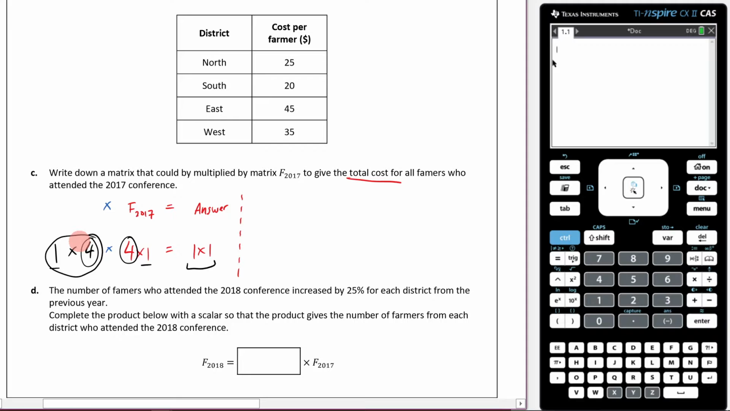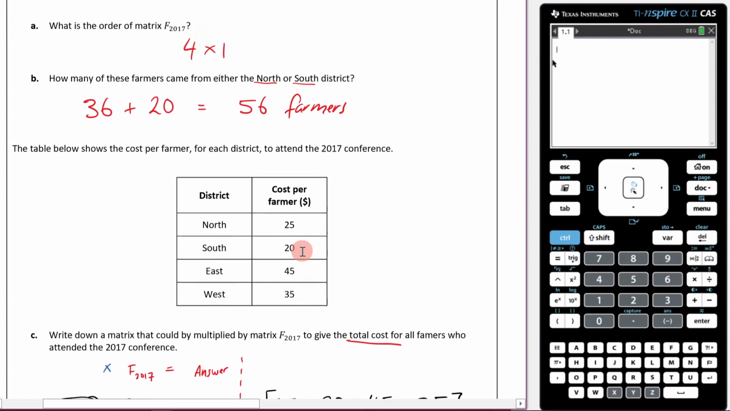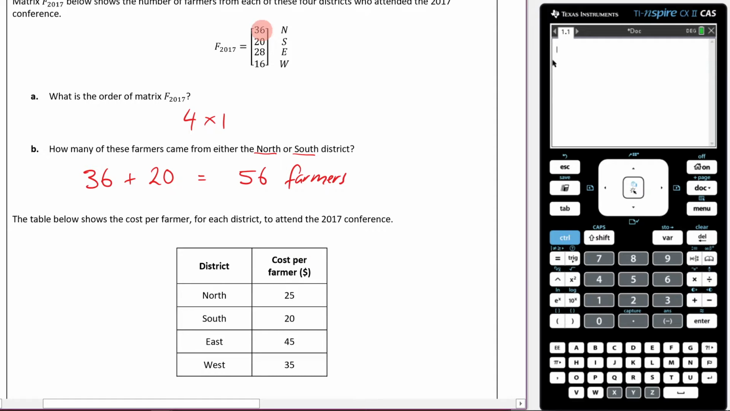So what is it going to be? It's going to simply be 25, 20, 45, 35. And it has to be like that. So that right there is going to be our answer. Because we know how matrix multiplication works, you simply multiply the row by the column. So what this will do when we end up multiplying this, if we come up here, we're going to end up saying, all right, 36 times 25, 20 times 20, 28 times 45, and then the last one was 16 times 35. That's what we're going to do, and then add them all up.